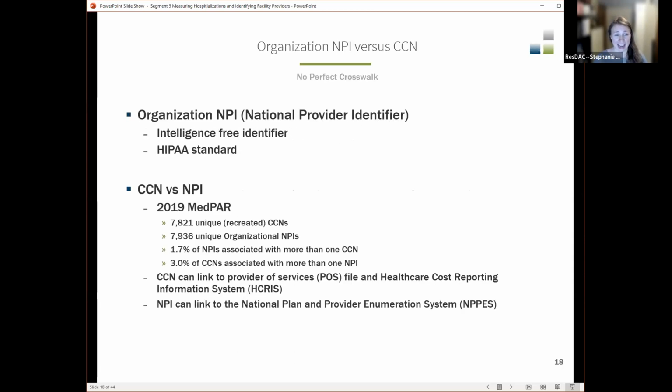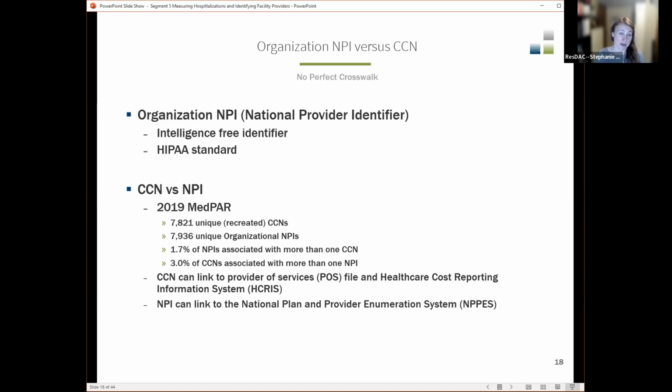Now, the CCN and the NPI don't crosswalk exactly. It wasn't like, oh, they had a pre-existing CCN and every CCN got an NPI associated with it. It's actually a different application process. They're pretty close, but they're not 100%. So in the 2019 MedPAR, there's a slight difference in the number of CCNs and organizational NPIs. Most NPIs, or 1.7% of NPIs, are associated with more than one CCN. Sometimes we have the case where a single CCN is associated with more than one NPI.